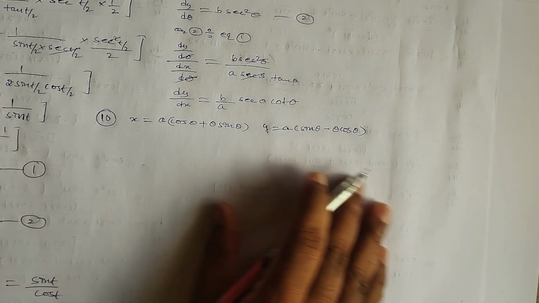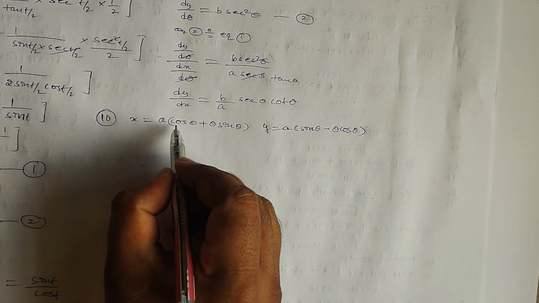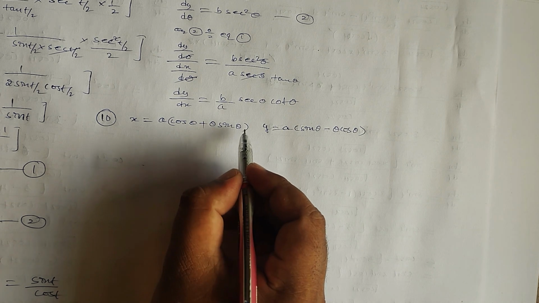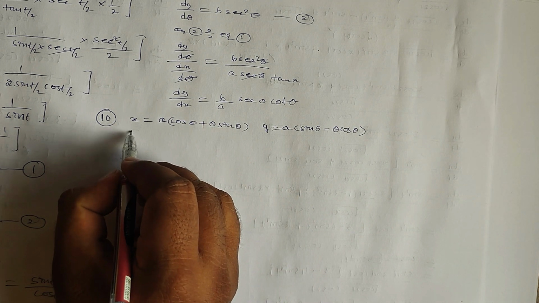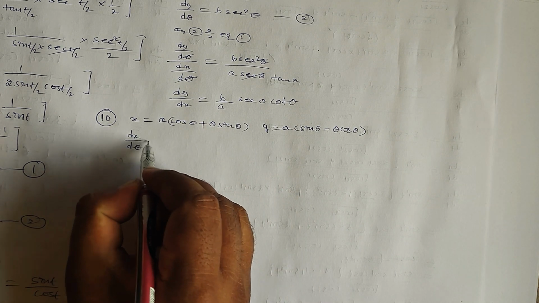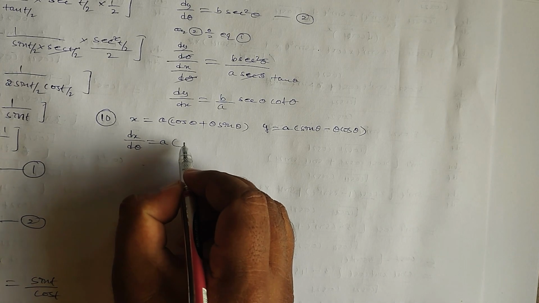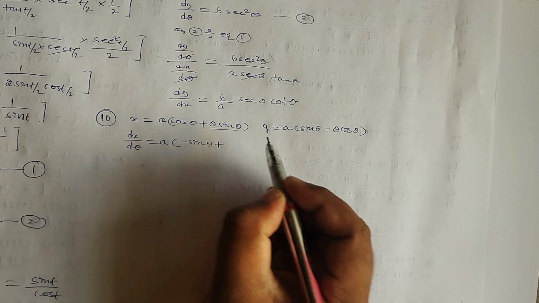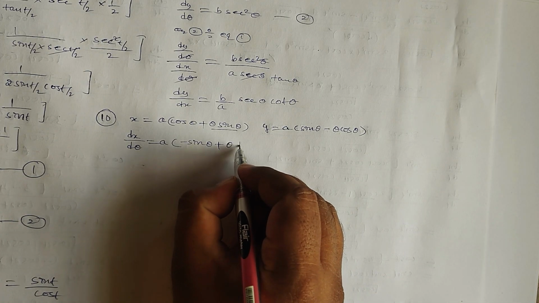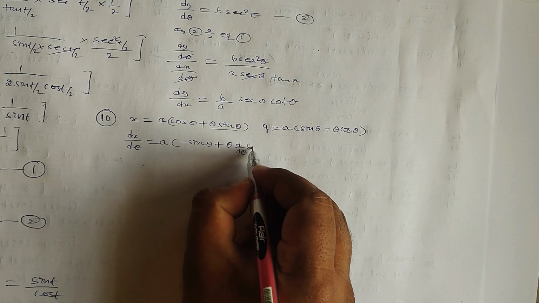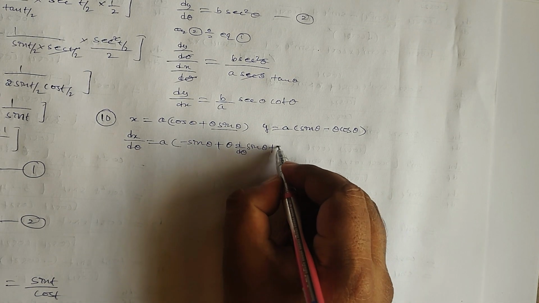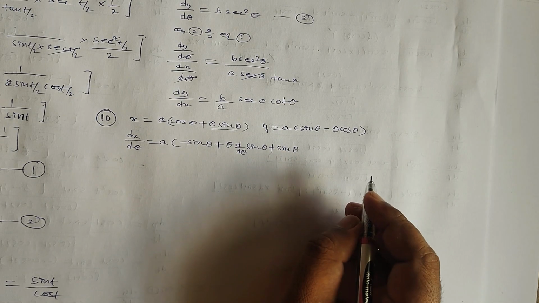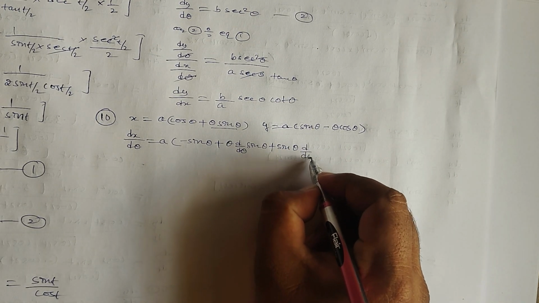Now question number 10, x is equal to a cos theta plus theta sin theta. Differentiate with respect to theta. dx by d theta equal to a, constant taken outside, the derivative of cos theta becomes what? Minus sin theta. Now apply the u into v formula here. Theta as it is, derivative of sin theta, plus sin theta as it is, and derivative of theta, d by d theta of theta.